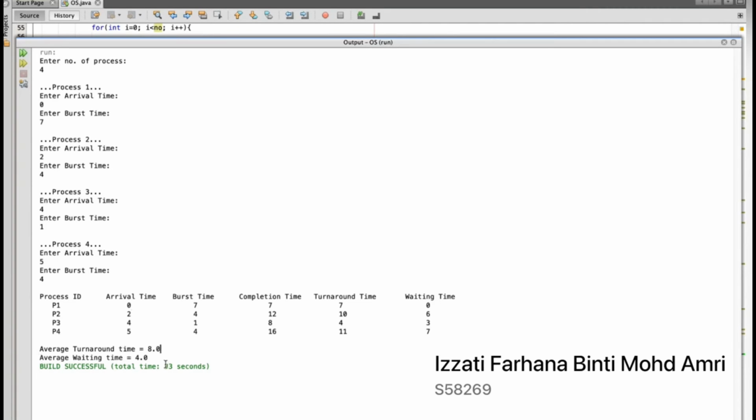And for average waiting time, it's the same as turnaround time, where we add all the waiting times and divide by the number of processes. So for this, 0 plus 6 plus 3 plus 7 equals 16. And 16 divided by 4, the average waiting time is 4.